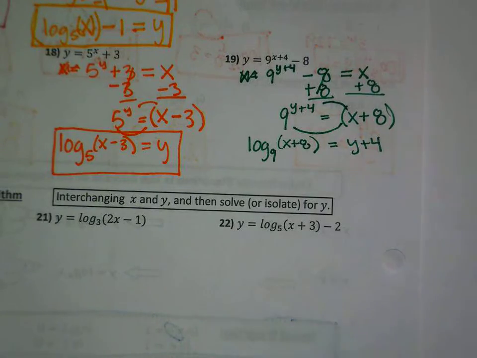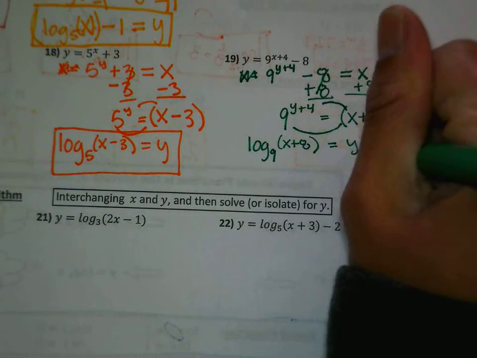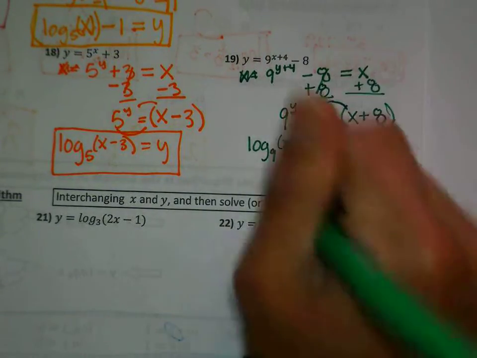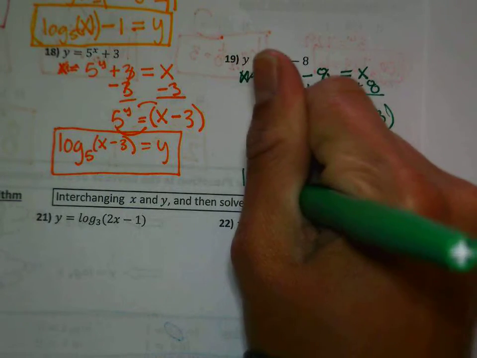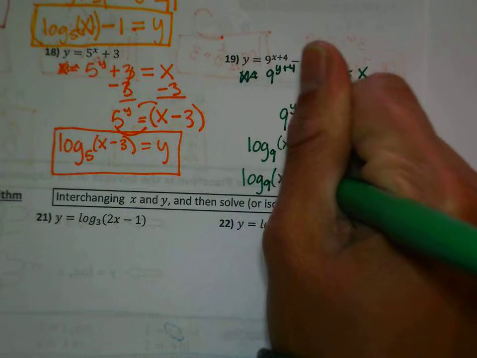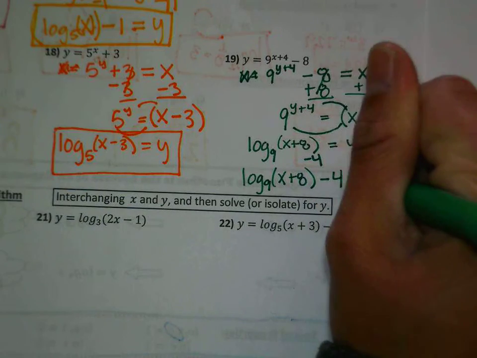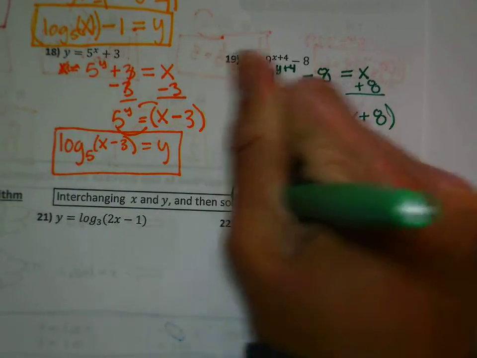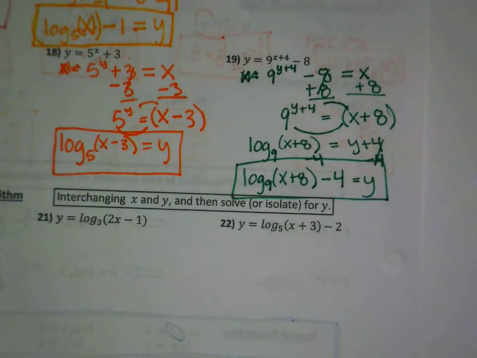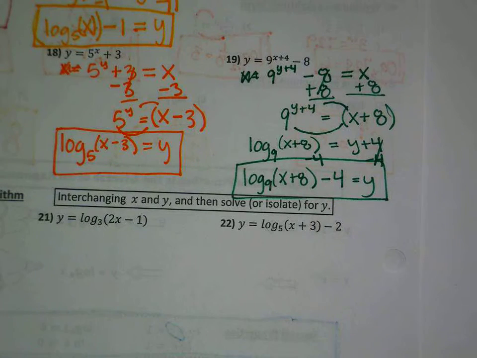And then what's the very last step? Subtract 4, which will get stuck on the outside. So log base 9 of (x plus 8) minus 4 equals y. And you can't combine it. No, you can't combine the 8 and the negative 4.